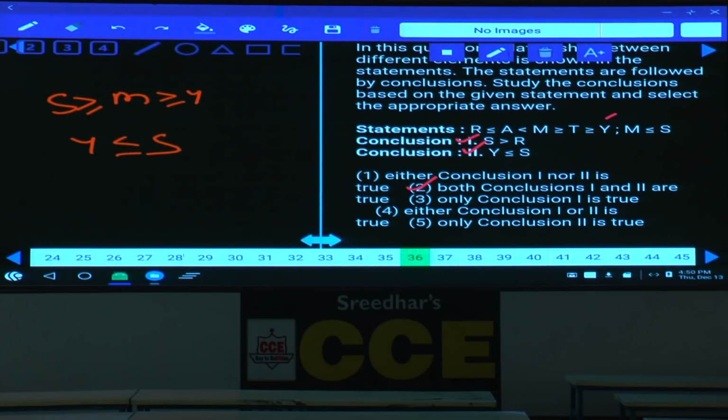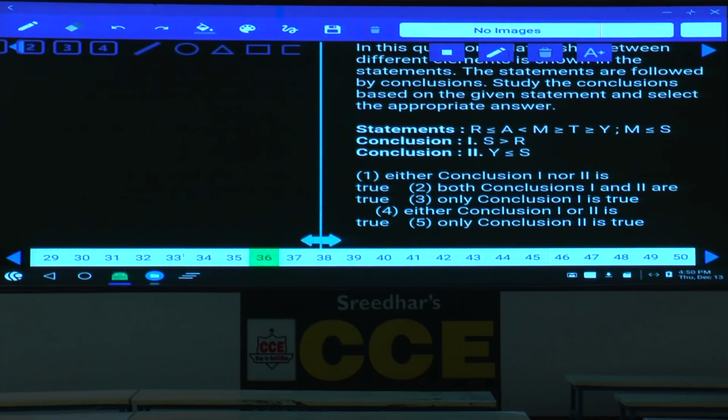Then question number 37 to 41. Now question number 37 to 41, these questions come under which category? 37 to 41, coding and decoding. Yes, 37 to 41. Shall I explain this one, 37 to 41?